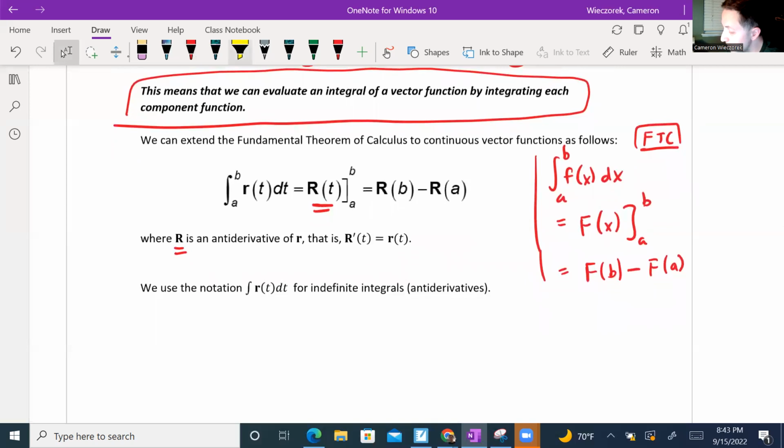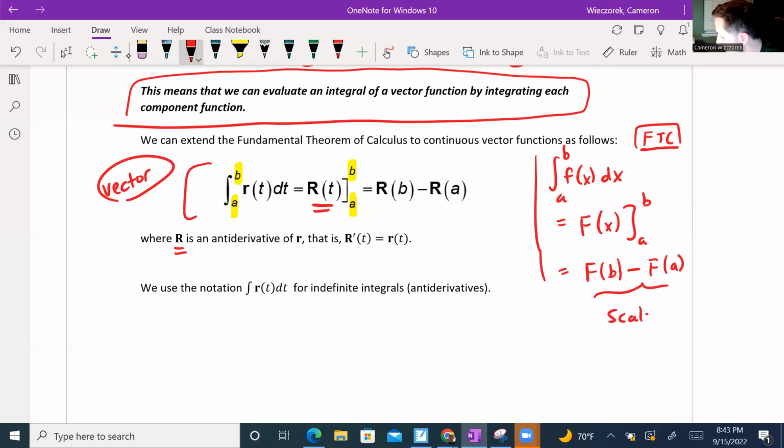If you have a definite integral with bounds, you would evaluate using the fundamental theorem in a very similar way. You would plug in the top bound, you would plug in the bottom bound, and you would subtract. However, just to clarify, this will result in a vector, whereas this from last year would have resulted in a scalar. So that's one of the main differences.